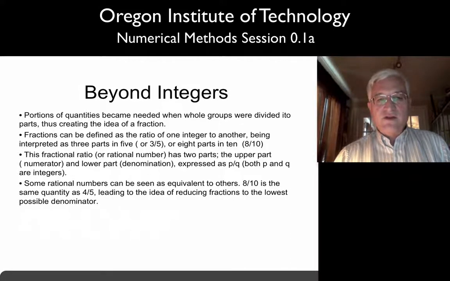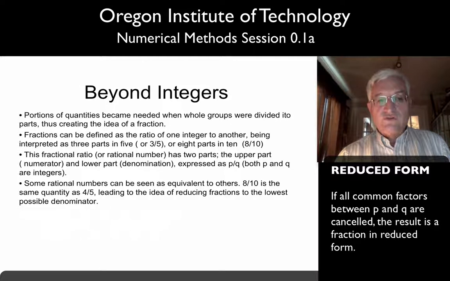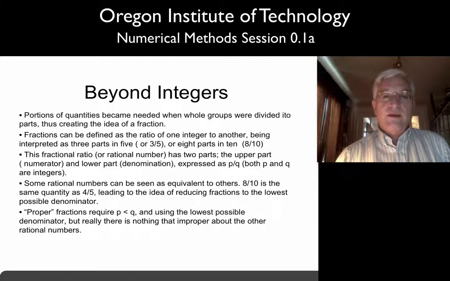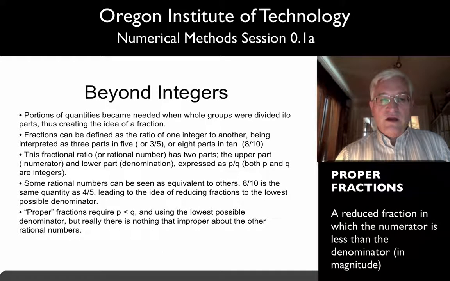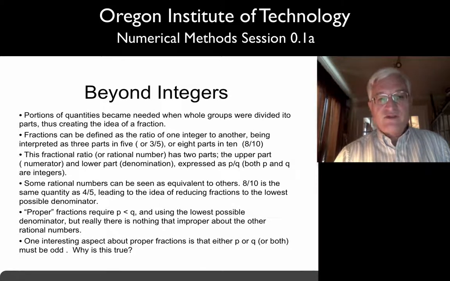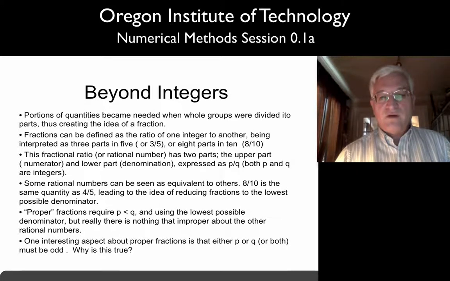And that leads us to what we would call a reduced fraction, one in which you cannot simplify it any further. And then we could also define something called a proper fraction, in which the numerator was less than the denominator. But there's really nothing particularly improper about a fraction where P is greater than Q. Sometimes it's nice to define that when we're doing various proofs, which we will be doing shortly. One thing that's kind of interesting, if you do limit yourself to proper fractions, is that either P, the numerator, or Q, the denominator, must be odd.